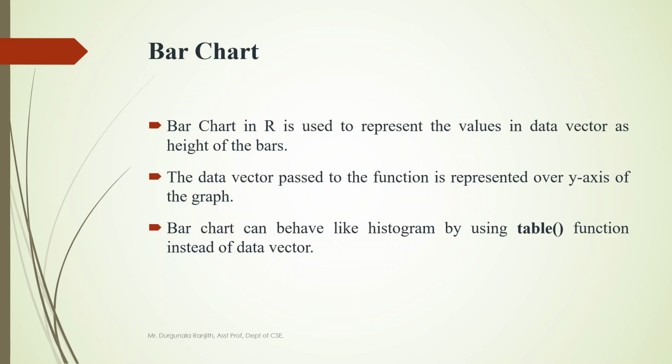It is used to represent the values in a data vector as the height of the bars. So here we use vertical bars to represent the data, and the data vector passed to the function is represented over the y-axis of the graph. Means here the values are represented on the y-axis. I will show you in the diagram. Normally this bar chart behaves like a histogram chart. Both will look the same when we use the table function instead of a data vector. So instead of a data vector we can use the table function, then it looks like a histogram chart.